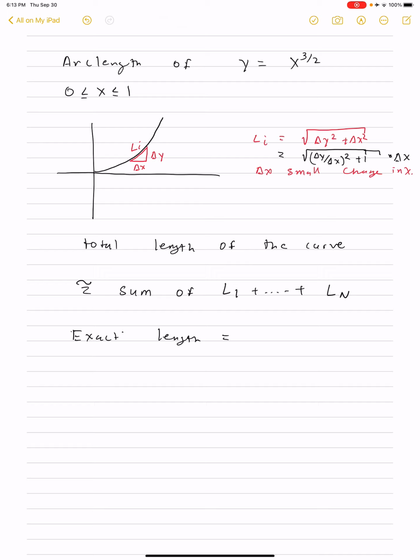If I make delta x a little bit smaller and I have more inscriptions of these little lengths, I get a more precise answer. So if I want the most precise answer, I should take this limit as n goes to infinity, that is, the number of little triangles that I inscribe becomes infinite. And this will be the summation from i equals 1 to n of L sub i. But remember, I have a nice little formula for L sub i.